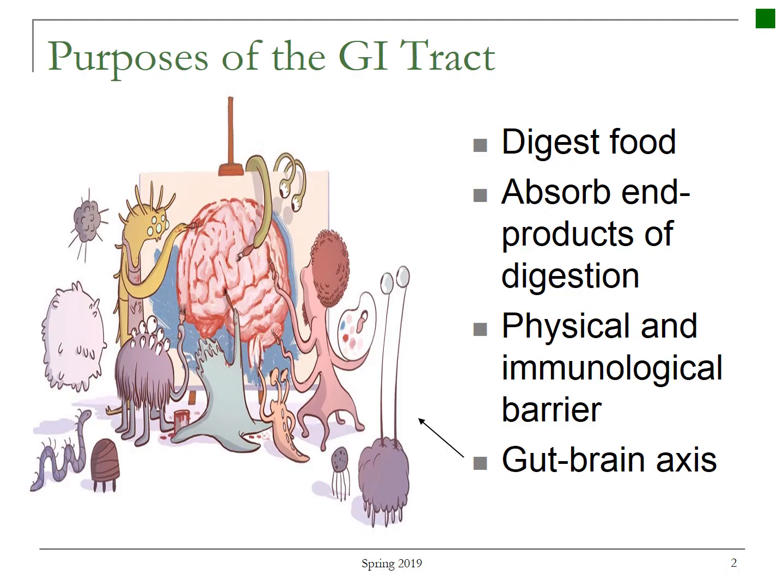The digestive system has four main purposes. First is to digest or break down the food and beverages consumed. Second is to absorb the byproducts of that digestion into the body proper. Third is to provide a physical and immunological barrier to pathogens or antigens. And fourth is to provide regulatory signaling to the nervous system via the gut-brain axis system.